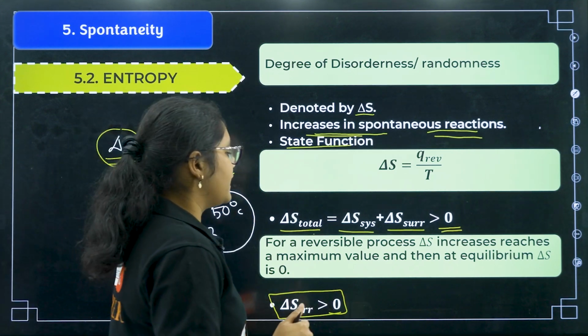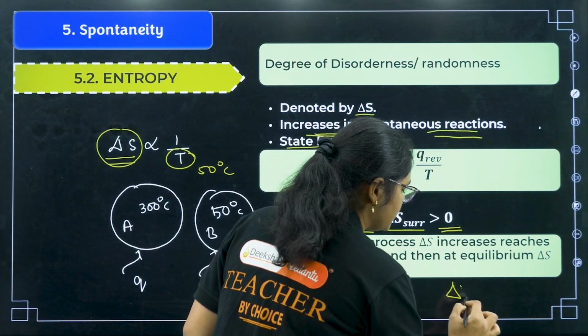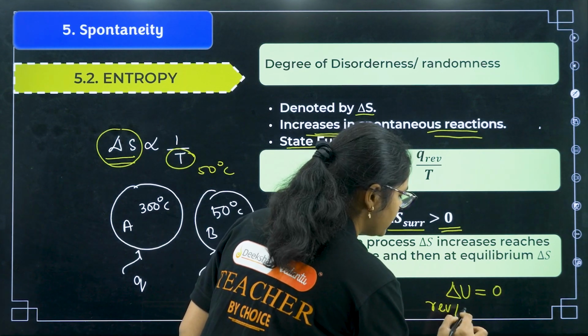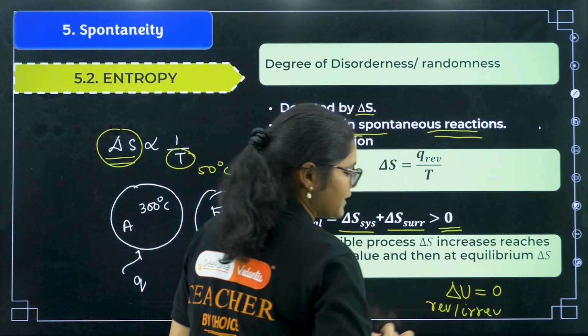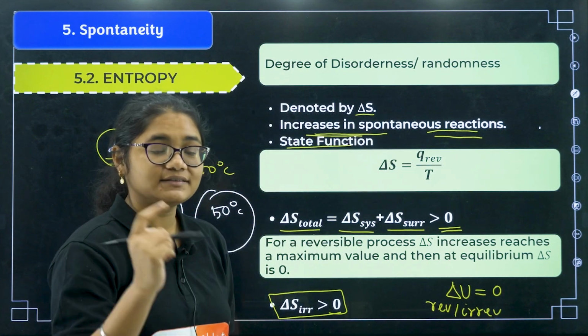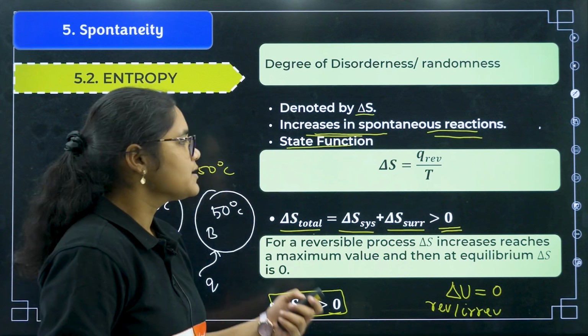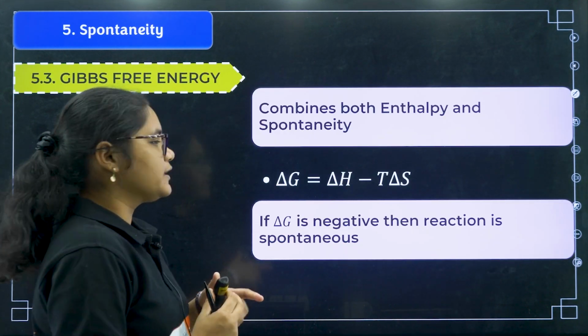Okay, and next, if you talk about delta U, it is always equal to 0 whether it is reversible or irreversible. It doesn't matter here. But delta S for reversible is 0, for irreversible it is greater than 0. Okay, fine. Next we will talk about Gibbs free energy.